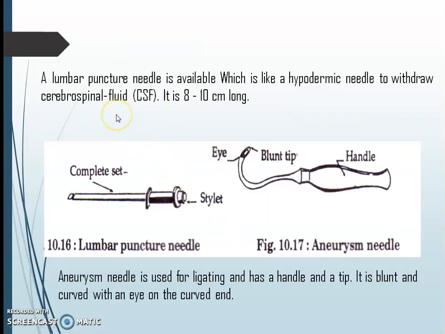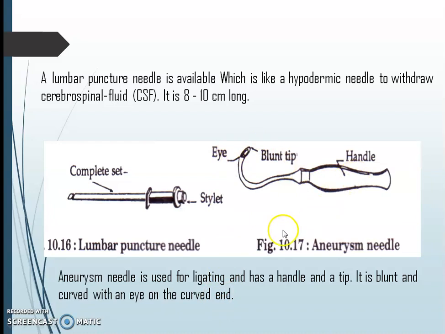A lumbar puncture needle is available, which is like a hypodermic needle, used to withdraw the cerebrospinal fluid. It is about 8 to 10 centimeters long. The figure shows lumbar puncture needle. It has a stylet and complete set. Then aneurysm needle. It is used for ligating and has a handle and tip. It is blunt and curved with an eye at the curved end. It has a blunt tip.